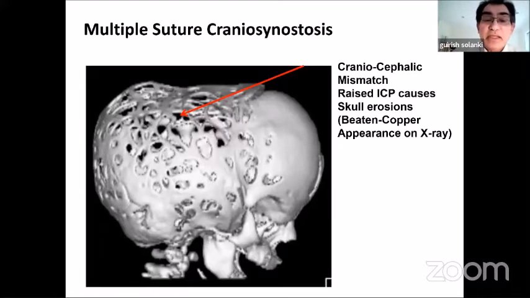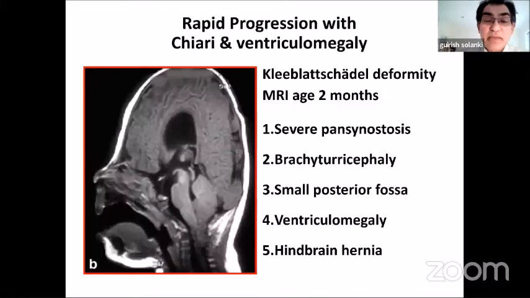You can see that there is no doubt in your mind that a child whose brain is trying to push out by eroding the skull and causing this copper beaten or honeycombed appearance of the skull has raised intracranial pressure and severe craniocephalic mismatch. And you would understand that in a patient like this, who has a Chiari and syringomyelia, increasing the size of the skull is critically important. And you would agree that expansion of the skull is the treatment of the hindbrain hernia in syringomyelia.